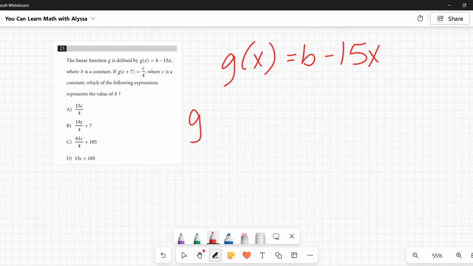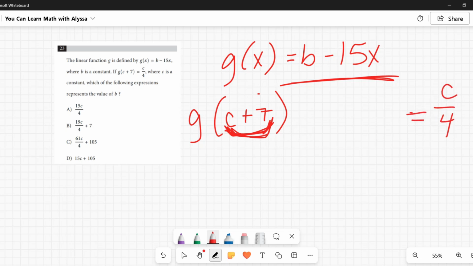They're telling us g of c plus 7 equals c over 4. So then they're saying, okay, so what is b? If this made you go a little, what? I understand. It's not likely that you've seen a problem exactly like this in your math book, but we have to use what we've learned in math class to figure this out. So g of c plus 7 is saying when I plug c plus 7 in as my x value, so everywhere over here there's an x, I'm going to plug in c plus 7. And then when I do that math, I'm going to get c over 4.